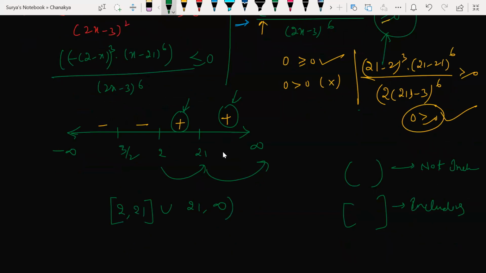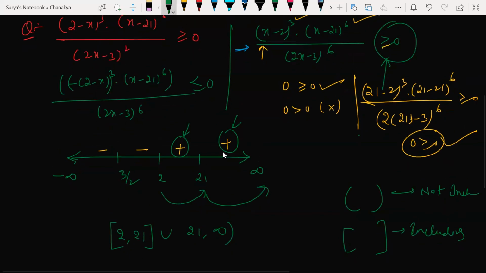Okay, no problem. So look at this here. I can include 21 here. I'm including 21, so close bracket. This is the answer going to be.